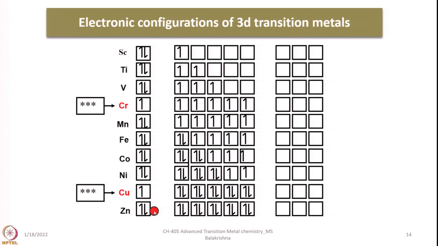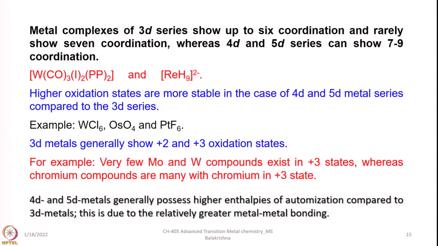Since all the valence orbitals are completely filled, zinc does not really follow the trends observed among transition elements, and in contrast the chemical and physical properties of zinc, cadmium and mercury are much more related to main group elements. Metal complexes of the 3D series show up to 6 coordination and rarely show 7 coordination. 3D series elements are relatively smaller in size, and as a result they cannot go beyond 6 coordination, whereas 4D and 5D series can show up to 9 coordination.